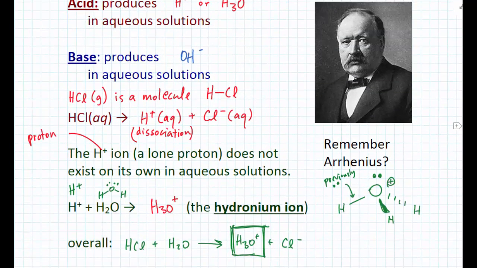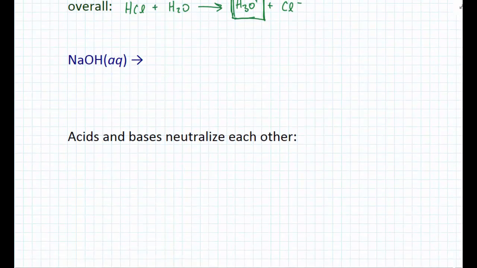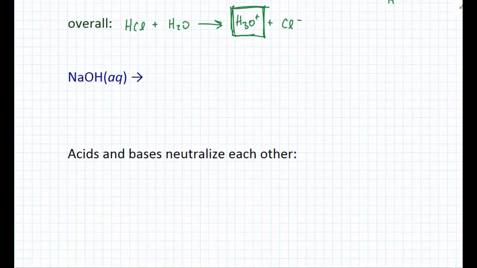All right. We were talking about Arrhenius before. We were talking about the hydronium ion. The hydronium ion is the source of all acidic properties. Let's actually write that.